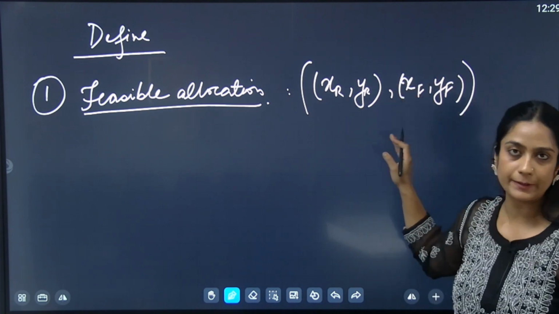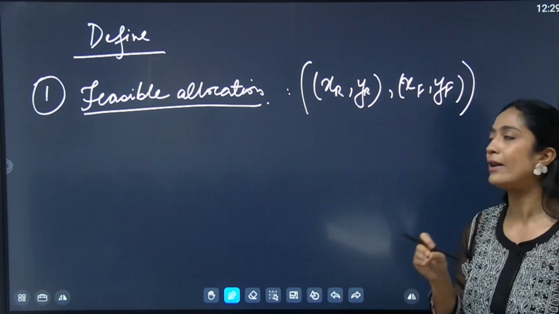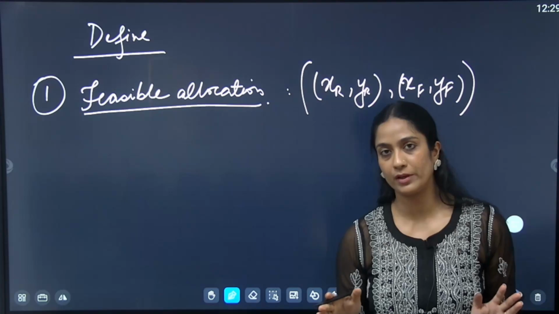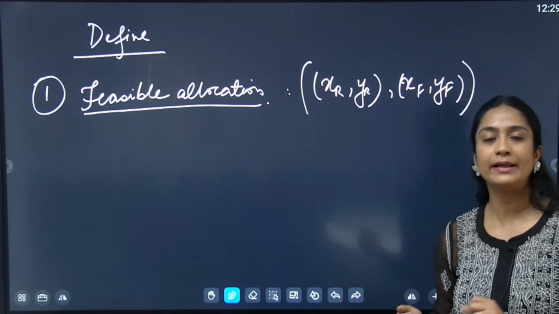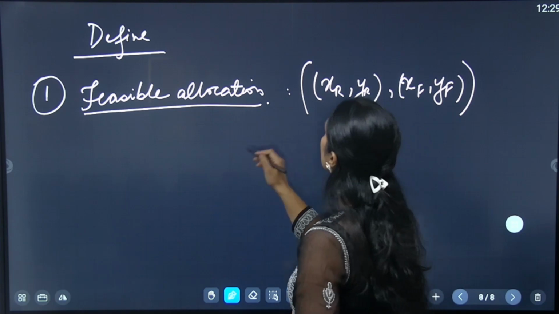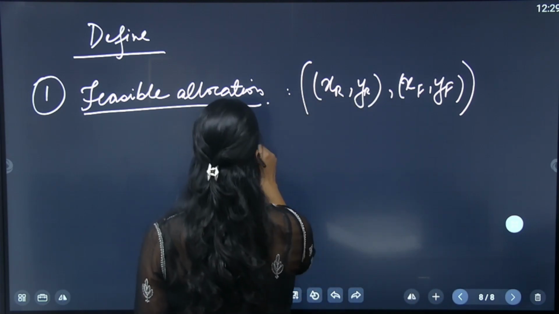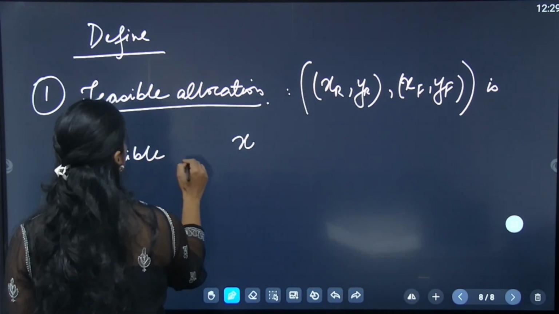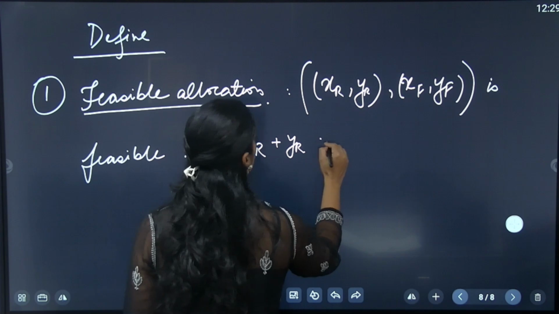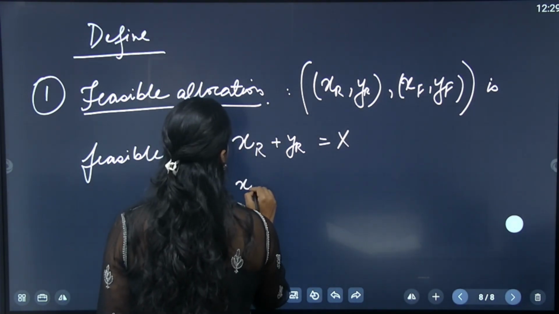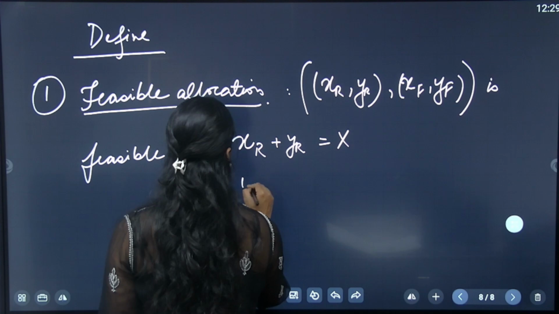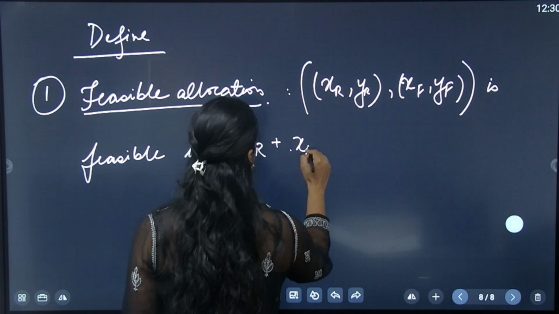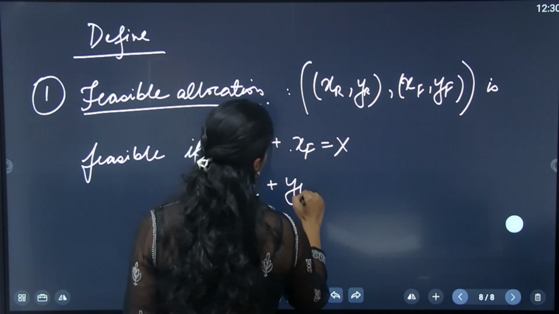Now these numbers can be anything. This allocation will be called a feasible allocation if the total available X and the total available Y is exhausted in the economy. Right? So there is no wastage, there is no throwing around of things, there is no one hiding any particular quantity of any good. So a feasible allocation will be, this allocation is feasible if XR plus XF is equal to X and YR plus YF is equal to Y.